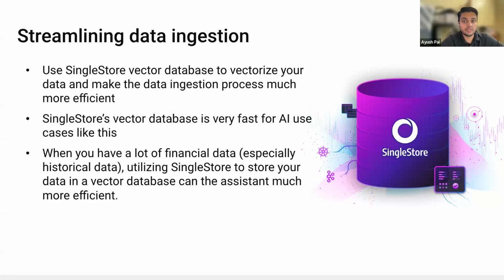information swiftly and seamlessly. Furthermore, when you're dealing with extensive historical data, comparing stock prices, economic indicators, and financial metrics, utilizing SingleStore's vector database significantly enhances the assistant's efficiency, and it can ensure that our assistant can tap into this large amount of historical data and facilitate informed decision-making and comprehensive financial guidance. And overall, SingleStore's vector database plays a pivotal role in streamlining our data ingestion process and enhances the efficiency and overall responsiveness of our voice-activated financial advisory system.